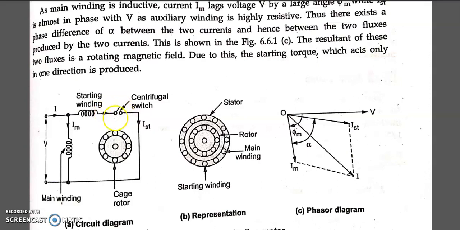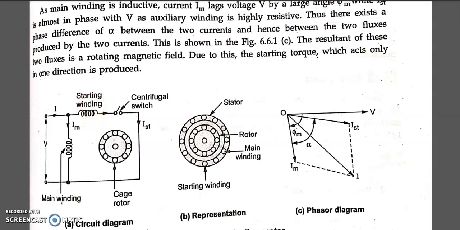Initially, normally it is closed. When the motor reaches 75 to 80 percent of speed, the centrifugal switch opens. When it opens, the starting winding is no longer electrically connected. So I start will be 0, and only the current I M will flow. And that unbalance will be created by the starting winding.